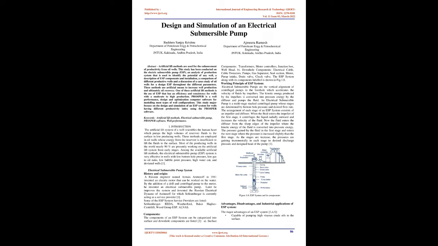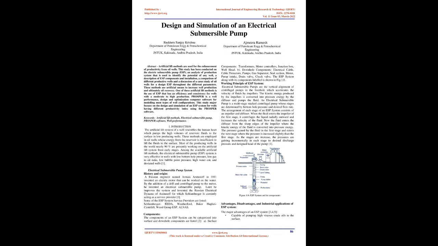1. Electrical submersible pump system history and origin. A Russian engineer named Armais Arutunoff in 1911 invented an electric motor that can work in water. By the addition of a drill and centrifugal pump to the motor, he invented an electrical submersible pump. Later he improved the system and invented the Russian Electrical Dynamo of Arutunoff, for which Schlumberger is currently acting as a service provider. Some of the ESP system service providers are listed: Schlumberger Reda, Weatherford, Baker Hughes Centrilift, Wood Group ESP, Almus.